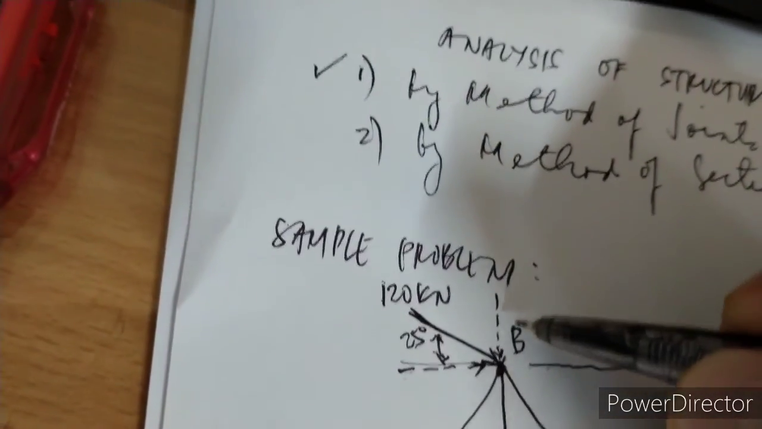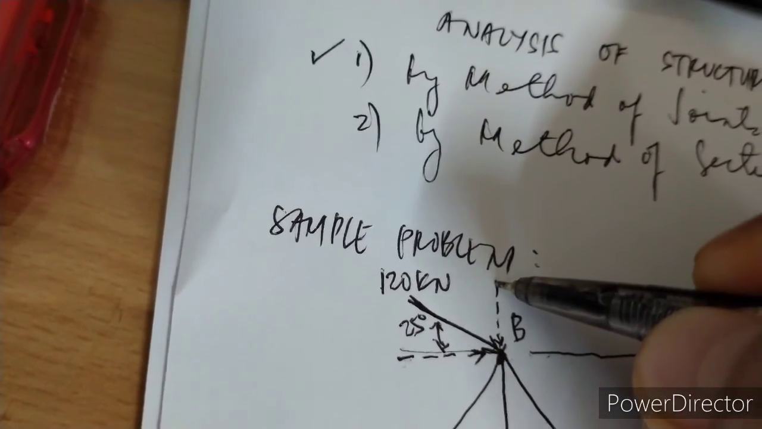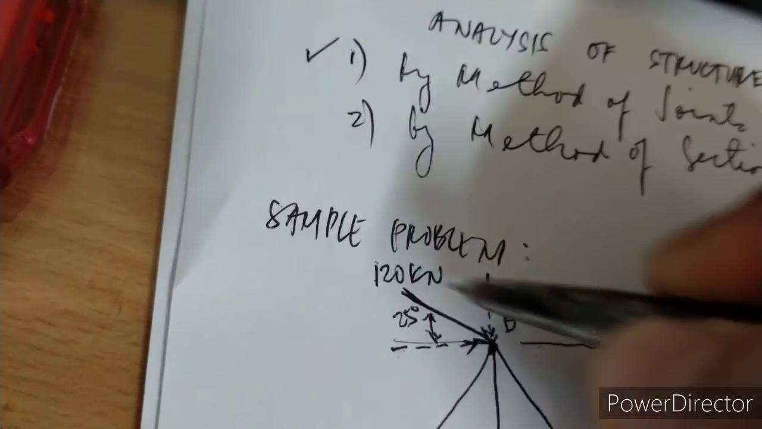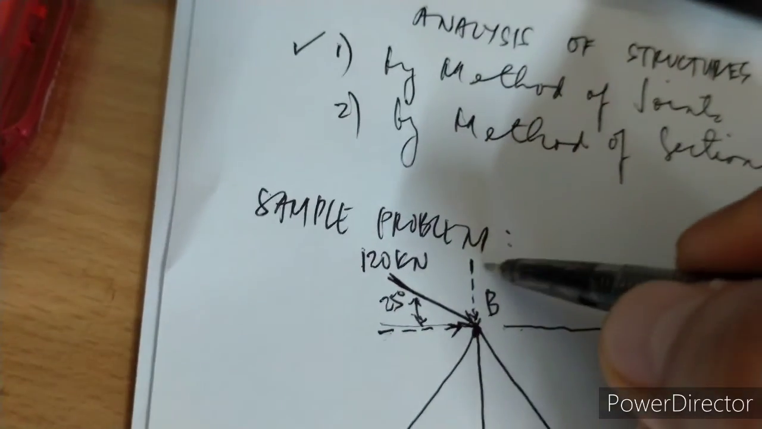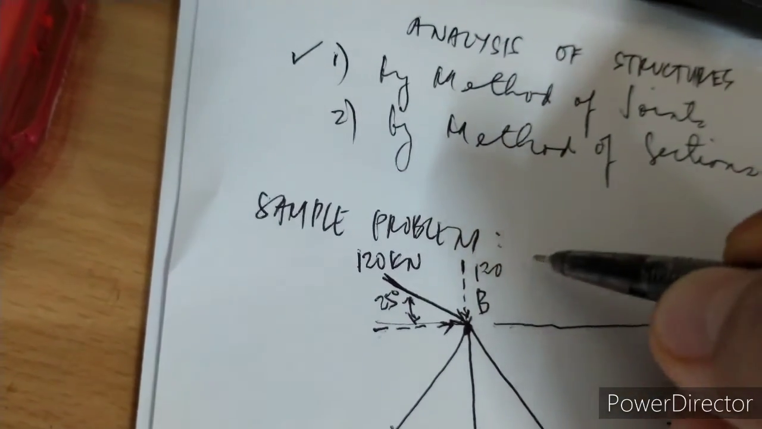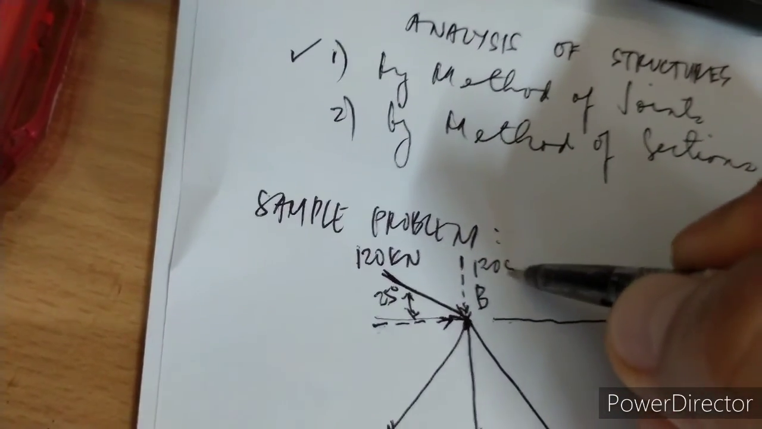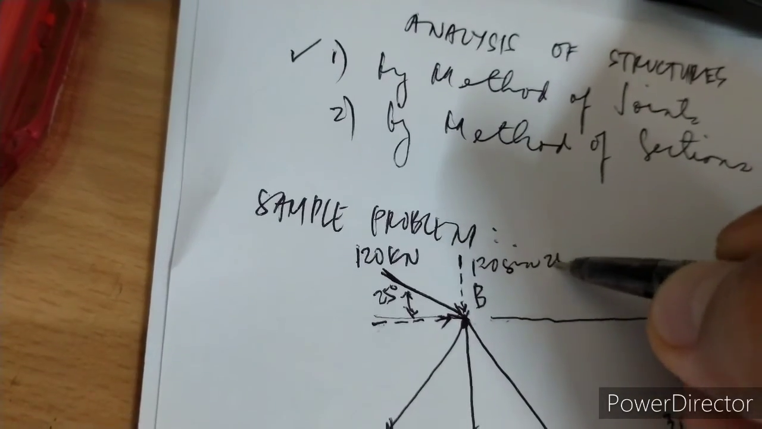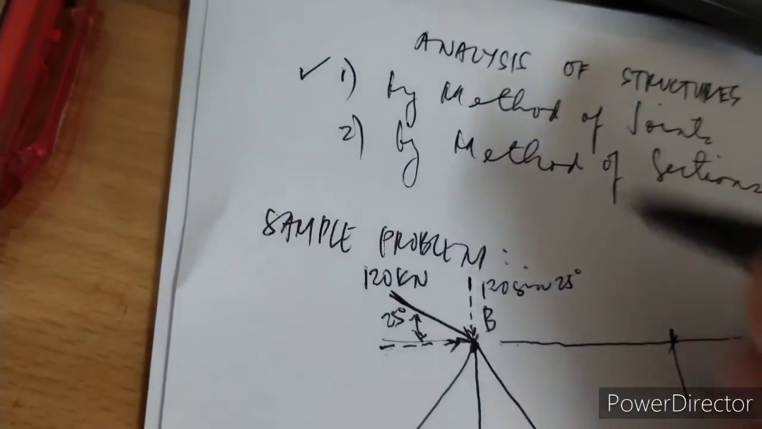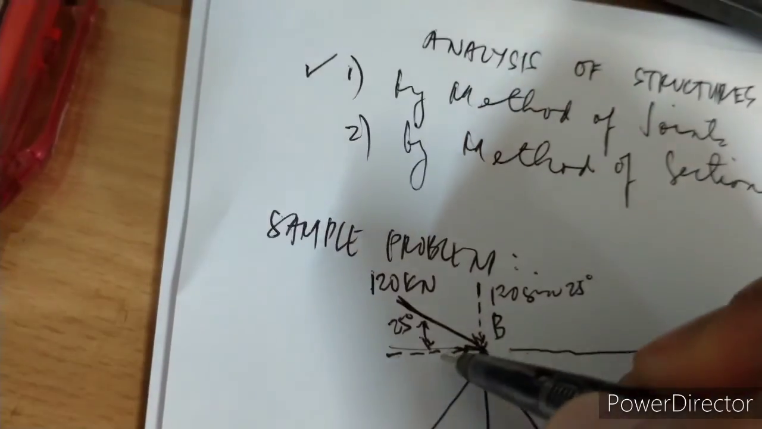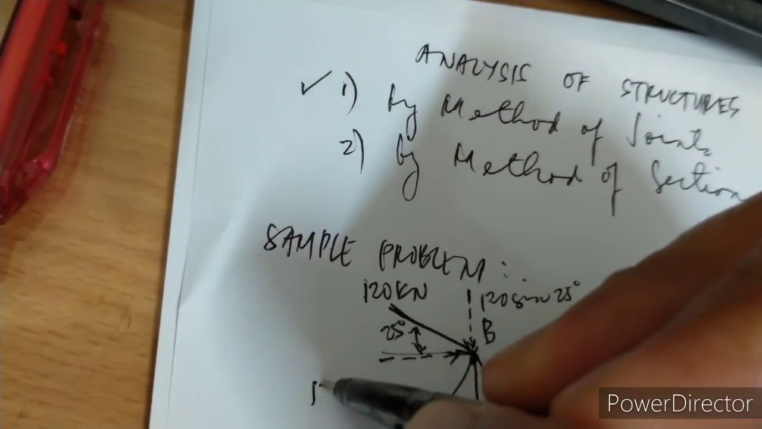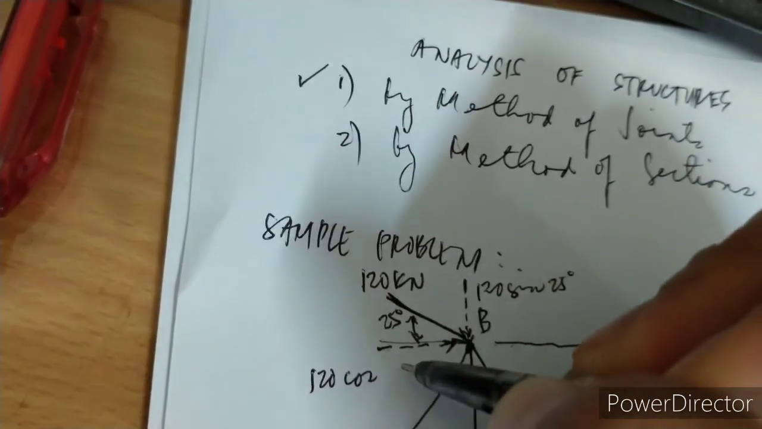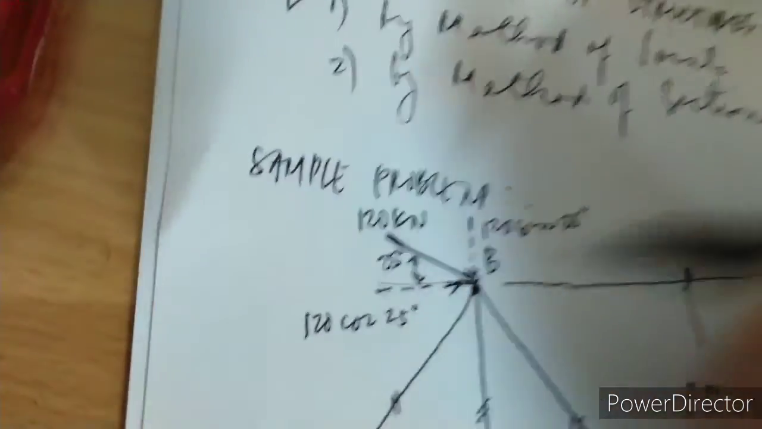So what is the vertical component of this force? It will be 120 kilonewtons sine of 25 degrees. Okay, then what will be the horizontal component of this diagonal force? It will be 120 cosine 25 degrees.